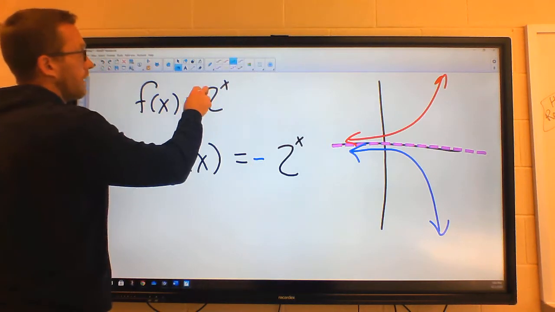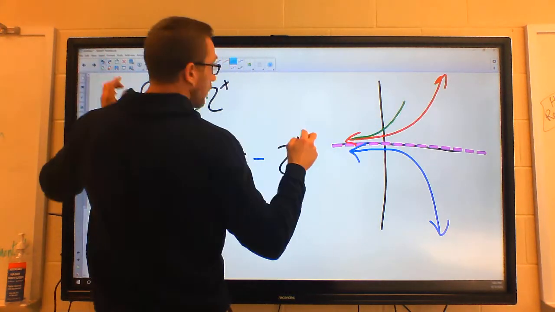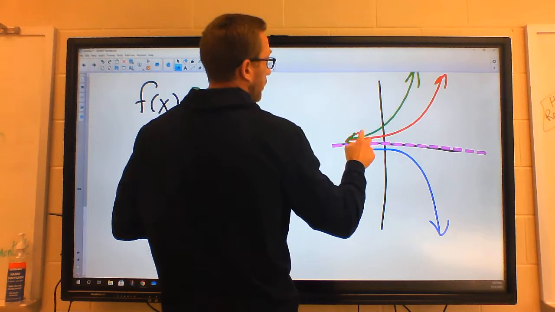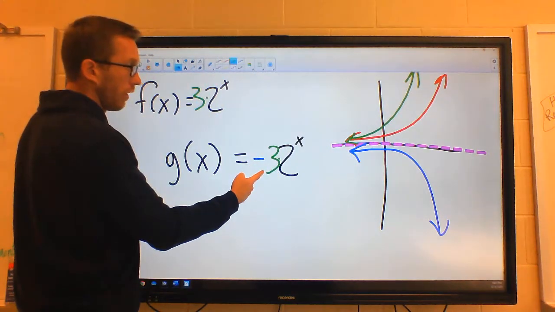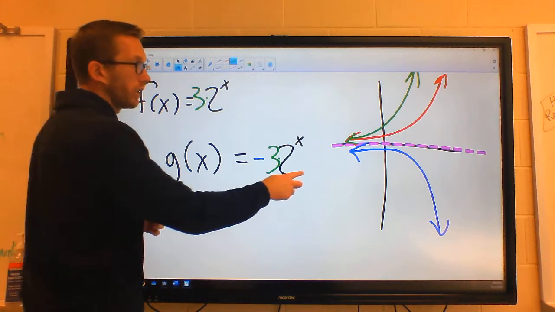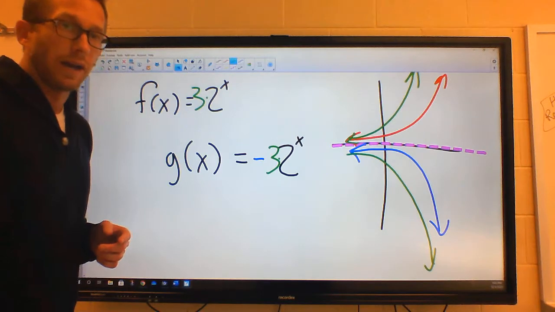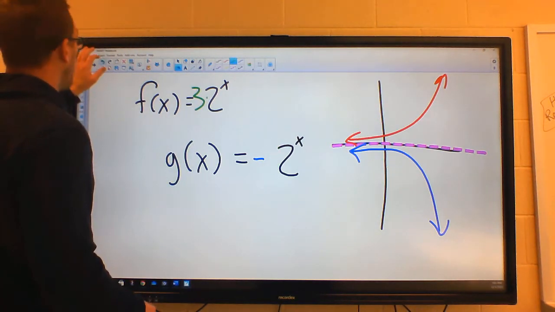Just so you know, when we have a stretch, what that does is it starts making this function steeper, okay? So it grows at a steeper rate. So if we have a stretch of 3 and a reflection, it is going to be steeper in its negativity, okay? So I want to highlight that real quick.